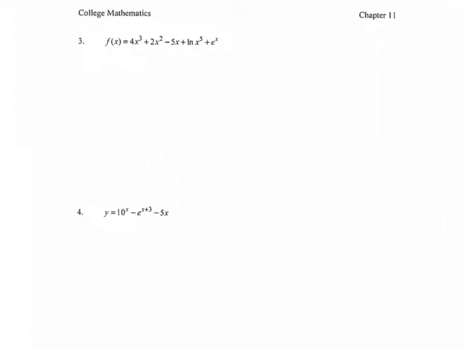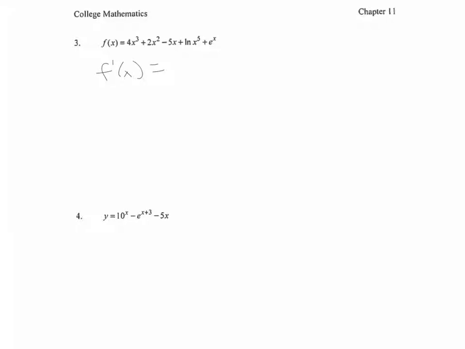Okay, so let's see what we have going on in this next one. We need to find the derivative of 4x cubed plus 2x squared minus 5x plus the natural log of x to the 5th plus e to the x. All right, lots of terms there. Let's go term by term. 4x cubed differentiates as? 12x squared. Excellent. 12x squared. Plus, how do you differentiate 2x squared? 4x. Excellent. Minus 5x becomes a negative 5 when we differentiate it.